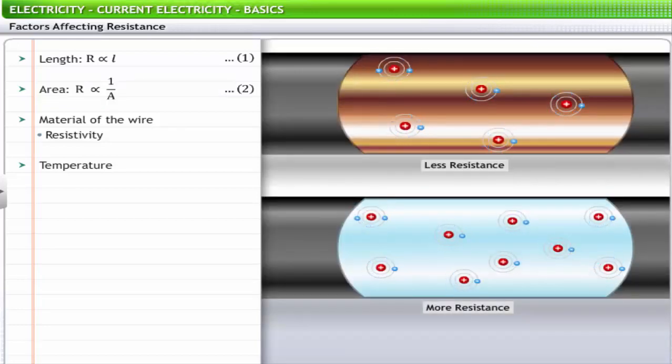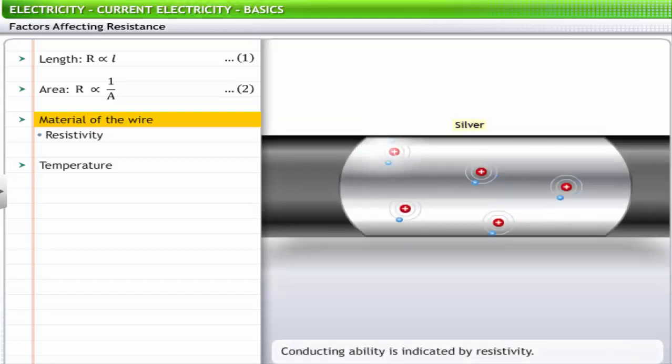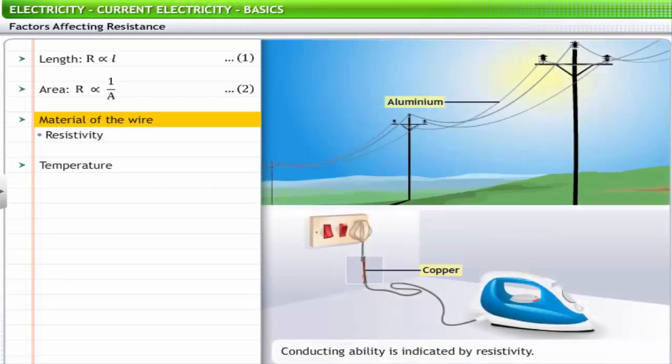The third factor that affects resistance to charge flow is the material that a wire is made of. Some materials are better conductors than others and offer less resistance to the flow of charge. For example, silver is the best conductor. However, silver is never used in wires of household circuits as it is expensive. Copper and aluminium are among the least expensive materials with suitable conducting ability to permit their use in wires of household circuits.